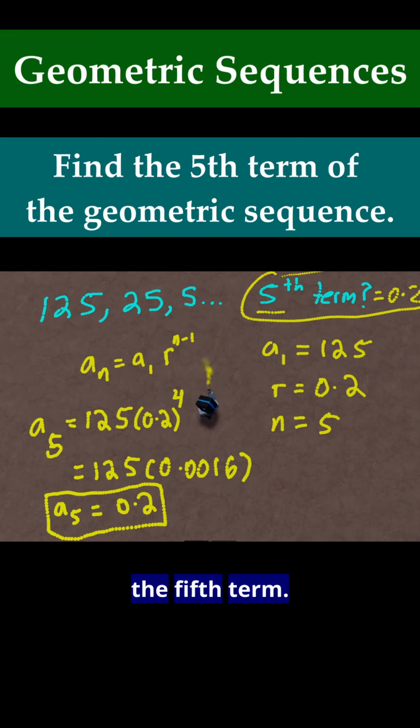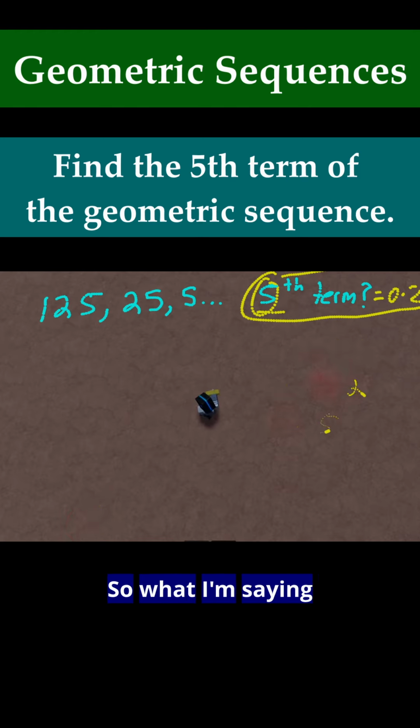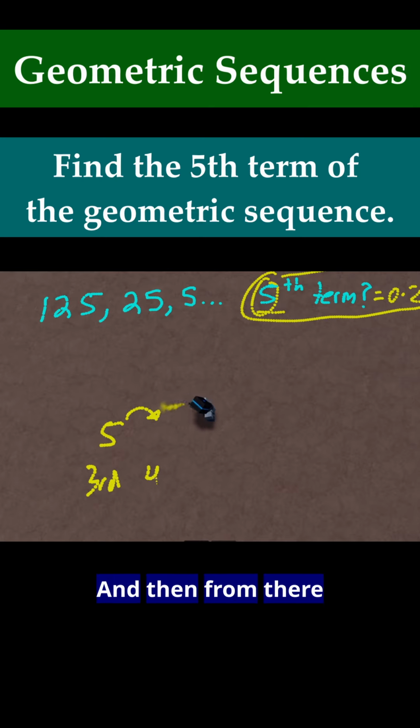And then because we only had to find the fifth term, let me show you how you could have done this pretty easily as well. What you could have done is started from the third term and worked to the fifth term. So what I'm saying is that 5 is the third term. You just go to the fourth term, whatever that is. And then from there, you could work your way to the fifth term.